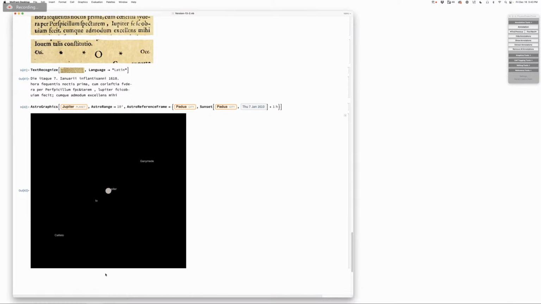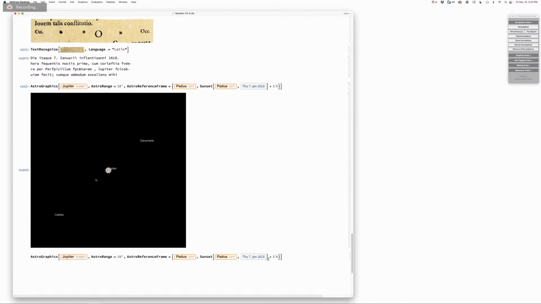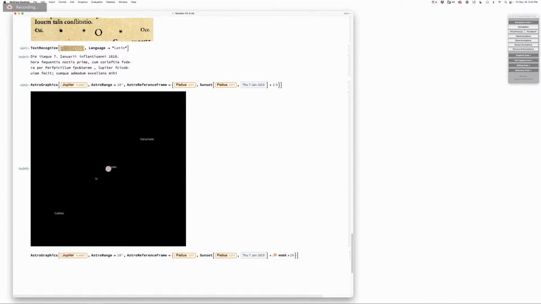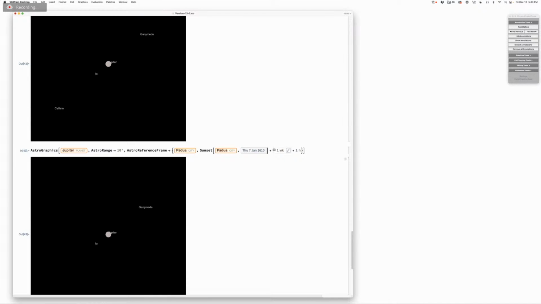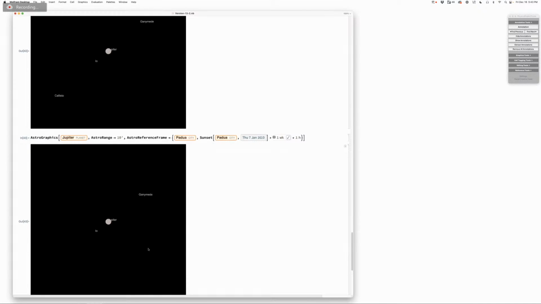Okay, actually, I just have to try this. I'm just curious what he would have seen 1 week later. Let's see, plus 1 week. Right. Plus 1 week here. Well, that's interesting. Callisto has disappeared.